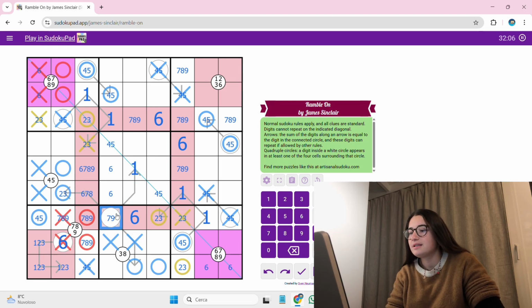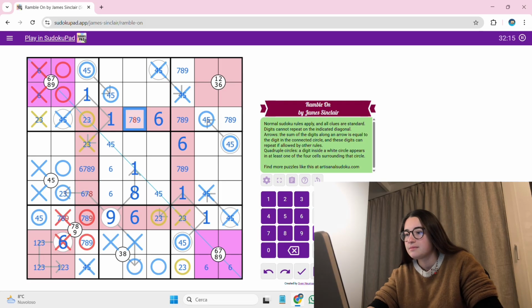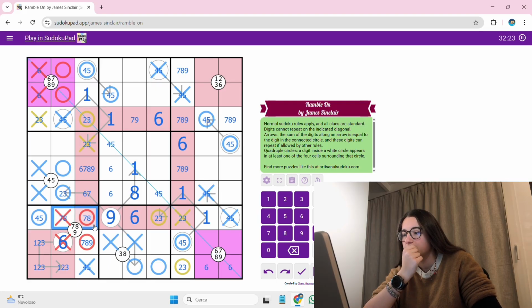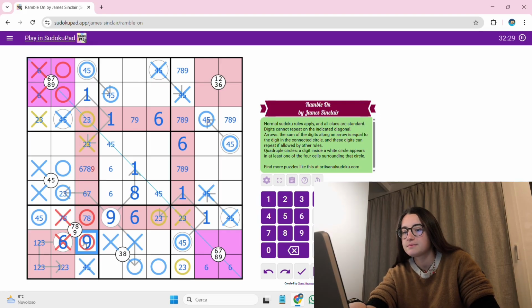So this is either 6 or 8 to sum up to 7 and 9, but 6 is already taken, so this must be an 8. This must be a 9. So this can be 8. This can be 8. 6 or 7, 2 or 3. These two can be 8, 7 and 8. This must be a 9.